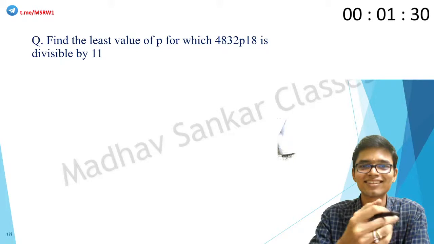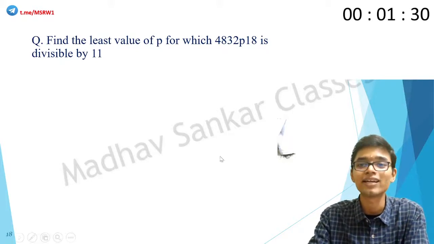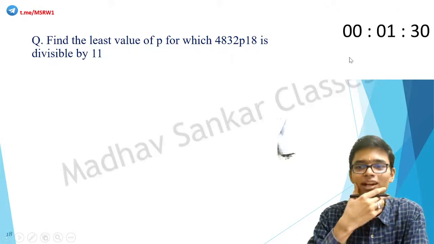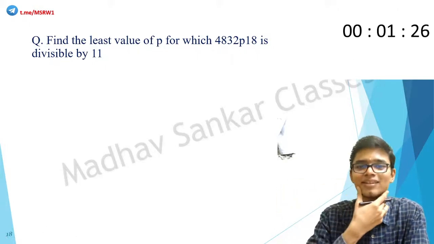Tricky. Okay, it's getting trickier. Find the least value of p for which this number is divisible by 11. Again, go. 1.5 minutes, which is probably a bit too much. But again, let's see.